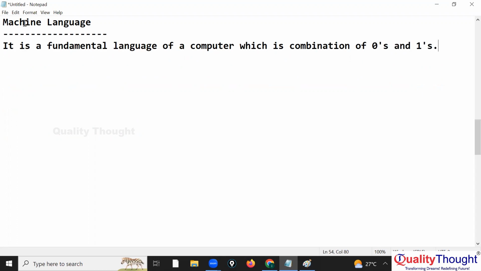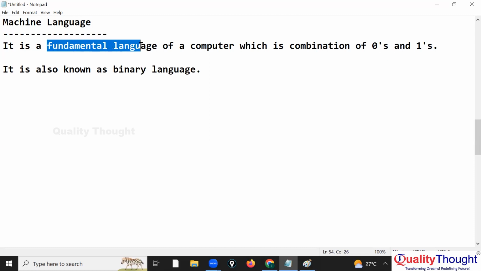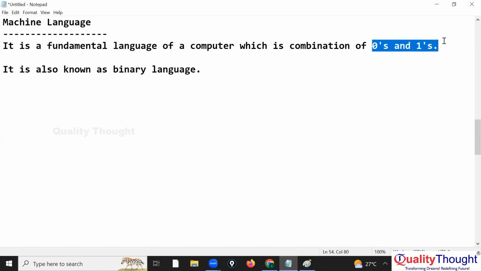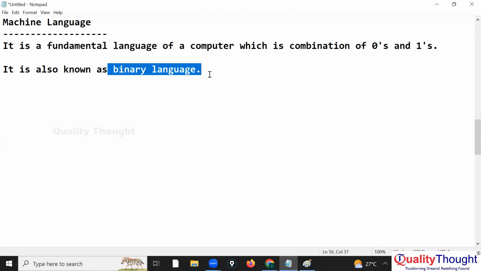So remember that point here. In machine language, what is available? Only zeros and ones are available. And it is also known as binary language. It is what language? Binary language. Binary means what? Zeros and ones. So machine language is the fundamental, the first language. Fundamental language is nothing but machine language, and it has only zeros and ones. That's why this language is also known as binary language.